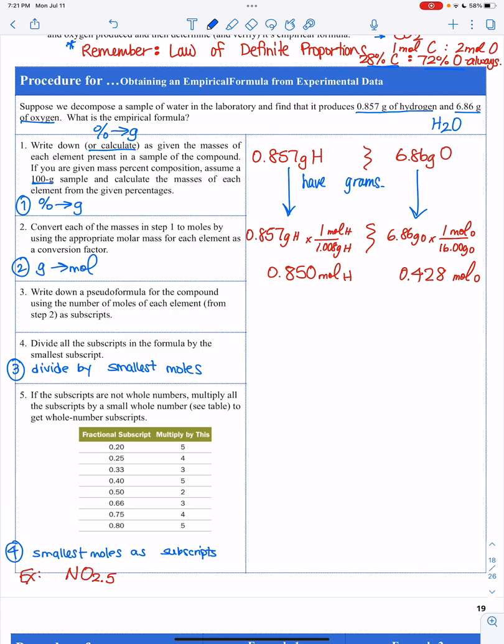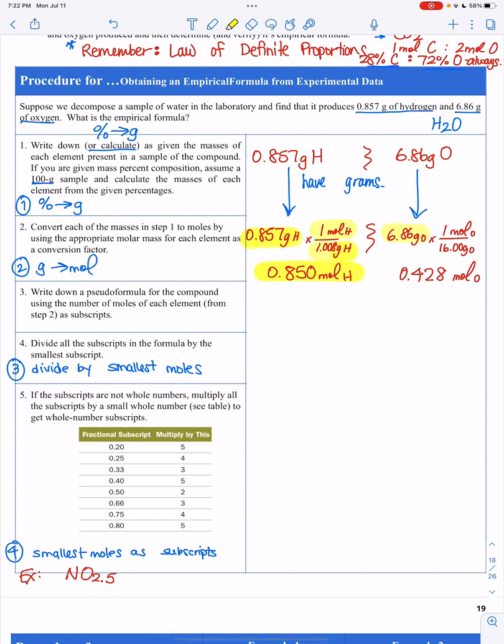Convert each of the masses in step 1 to moles by using the appropriate molar mass for each element as a conversion factor. So I had 0.857 grams of hydrogen. Whatever I'm given, grams goes on the bottom, 1 mole on top. I'm dividing by that molar mass. I get 0.85 moles of hydrogen.